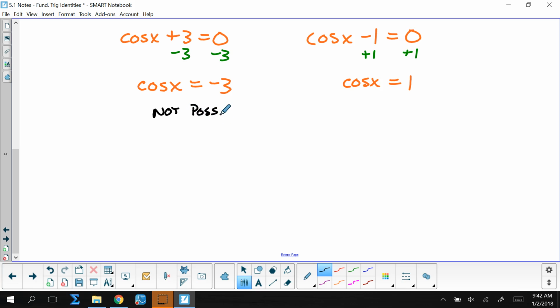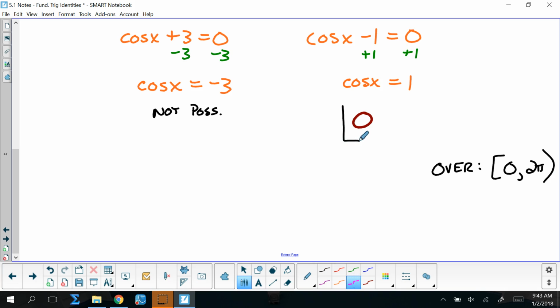Cosine equaling positive 1. 0, right? Now, what about 2 pi? Why not? Do you remember why? I didn't write it down on here, but remember that we solve it over the interval 0 included to 2 pi excluded. Okay? So that we just get that one full lap around the unit circle. So that's why we don't include 2 pi.